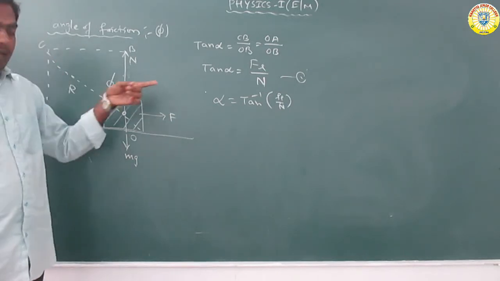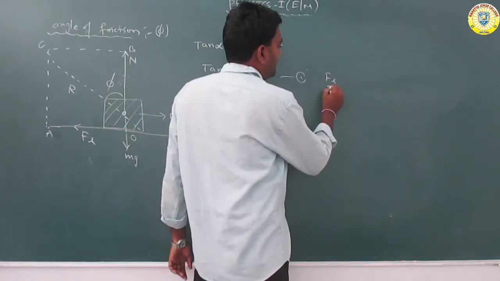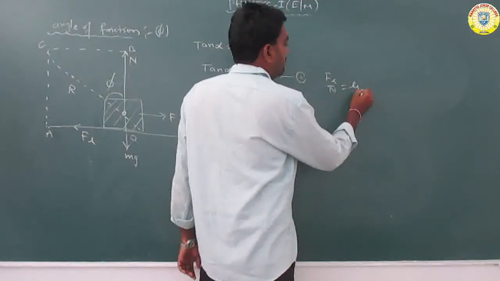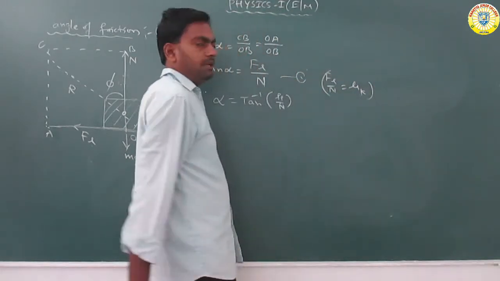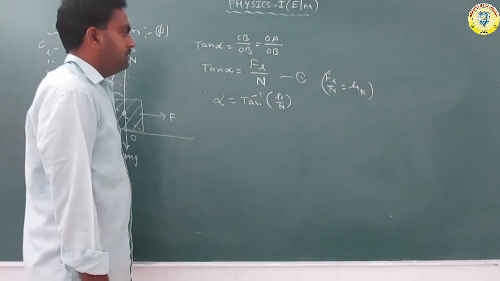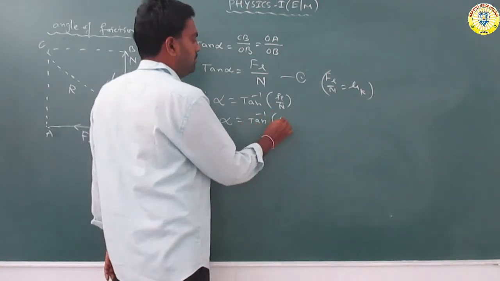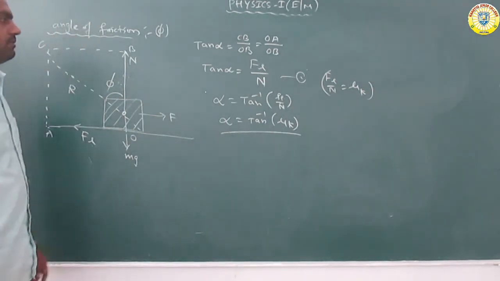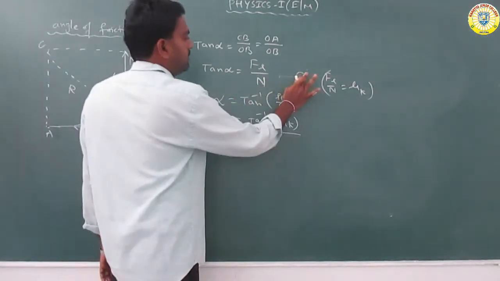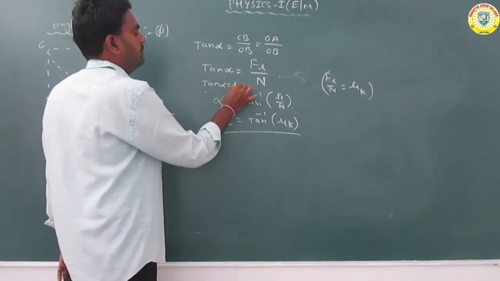FL by N is equal to mu K, the coefficient of kinetic friction. So alpha equals tan inverse of mu K. That is, tan alpha is equal to mu K, as in equation 1.